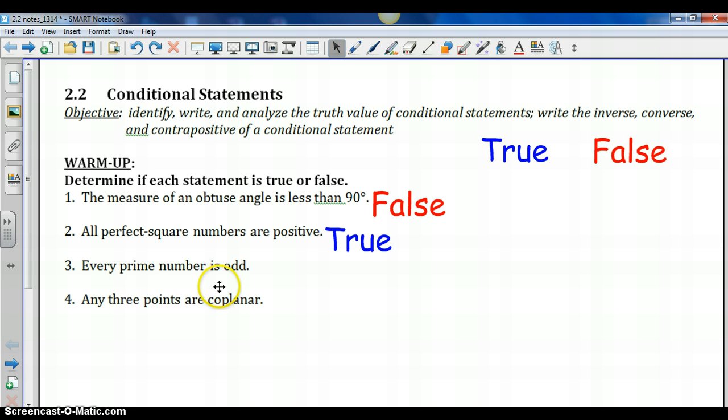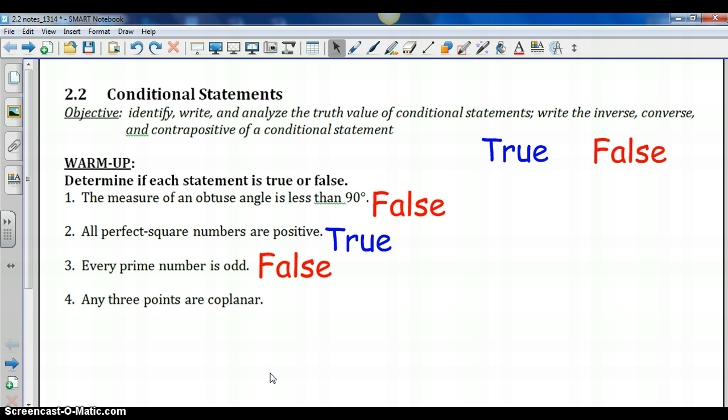Every prime number is odd. Well, prime numbers are numbers that only have factors of 1 and themselves. So if I consider a number like 3, 1 times 3 is the only way to get 3. But if I consider a number like 2, 1 times 2 is 2, but 2 is an even number. In fact, 2 is the only prime even number. Any even number greater than 2 is not prime. It is considered composite. So this is false.